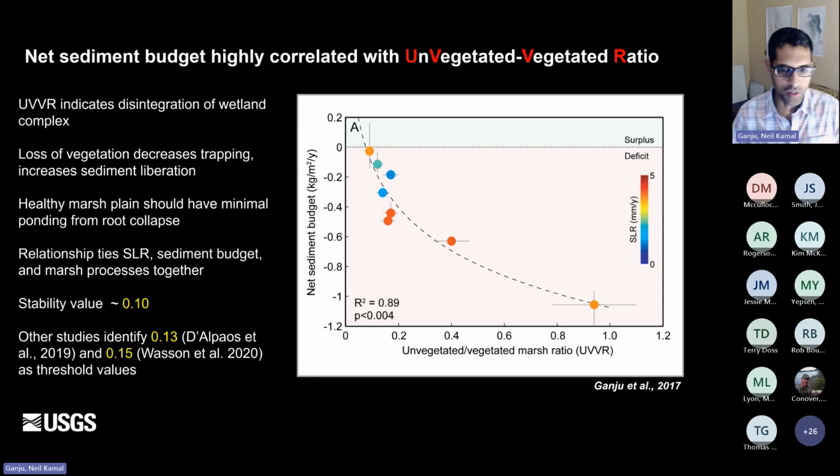So it's a really nice conceptual model. And again, we see the stability value at around 0.1. A couple of studies since then: this study, a numerical modeling study, found a value of 0.13, and another study we did with aerial imagery found 0.15. So there's this nice coalescence around a value somewhere between 0.1 and 0.15 for a stability value. If you're lower than that, your marsh tends to be stable. If you're above that, it tends to be unstable.